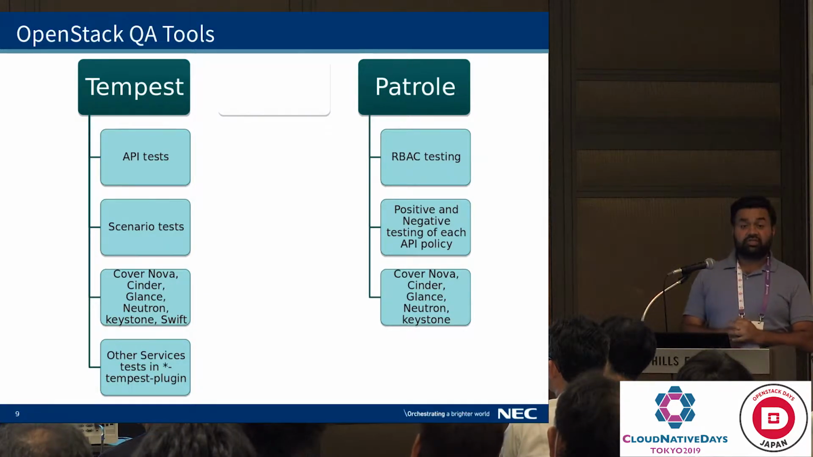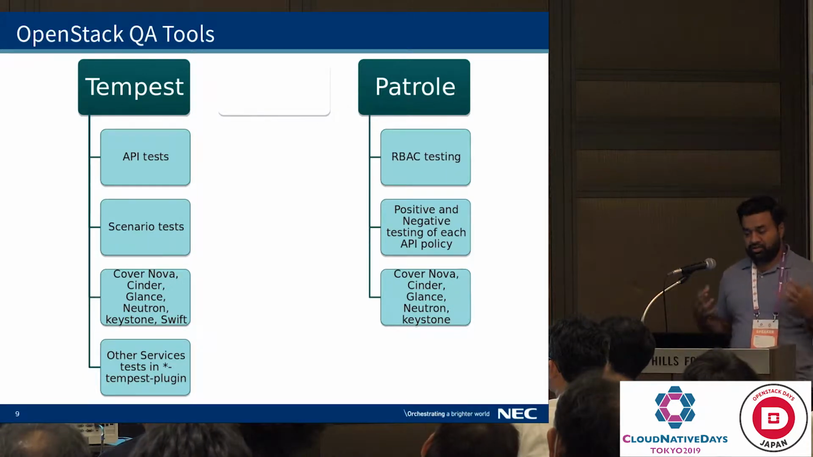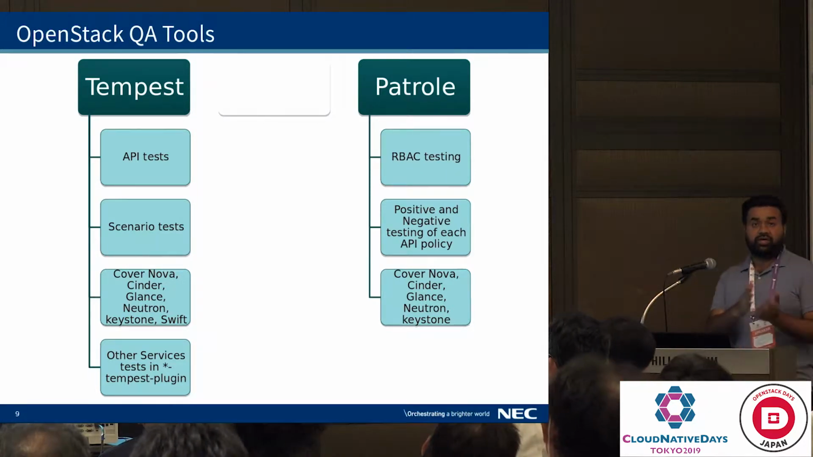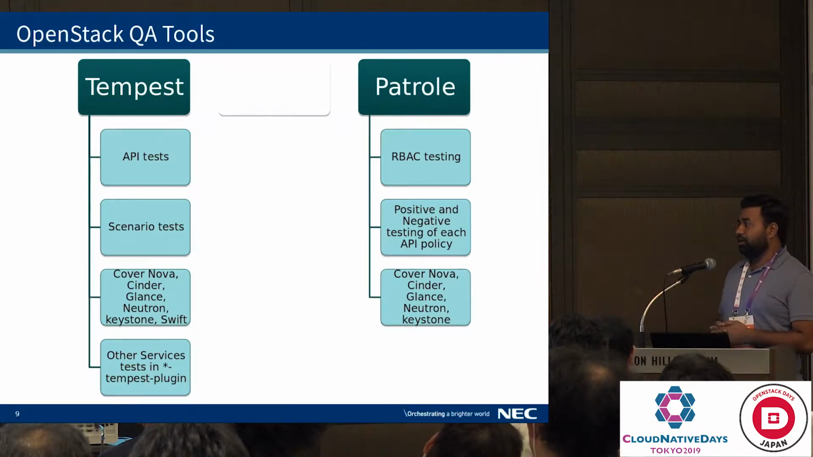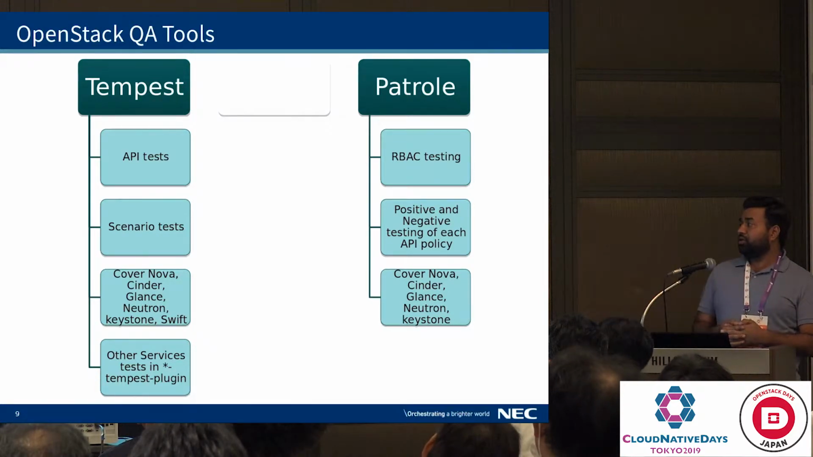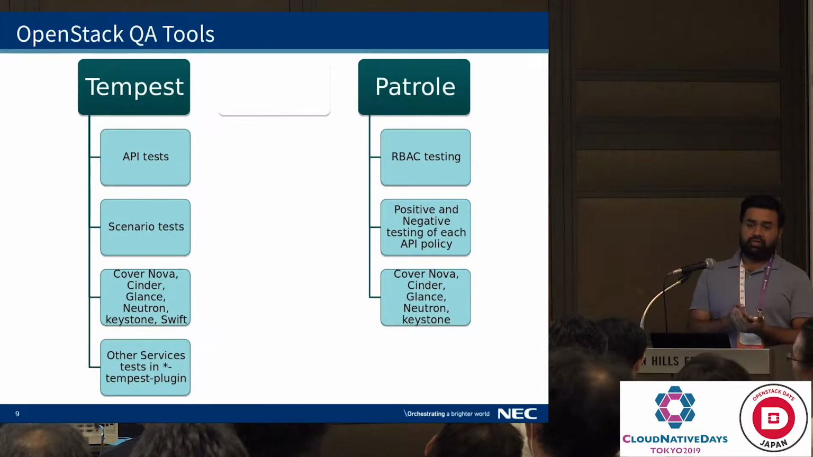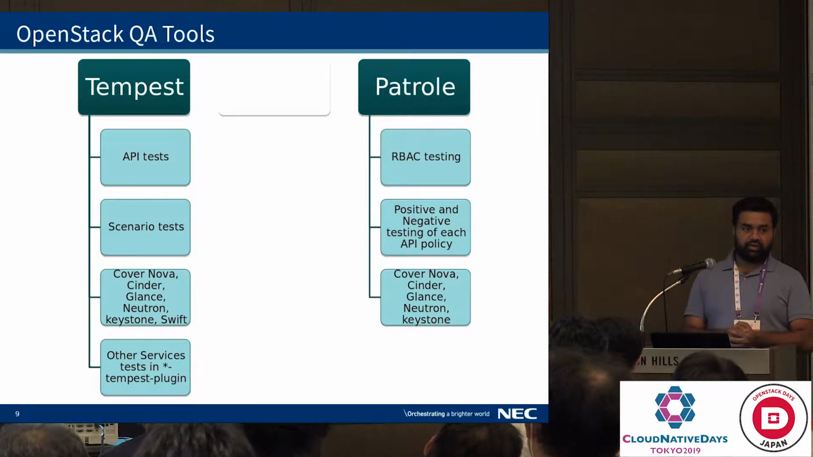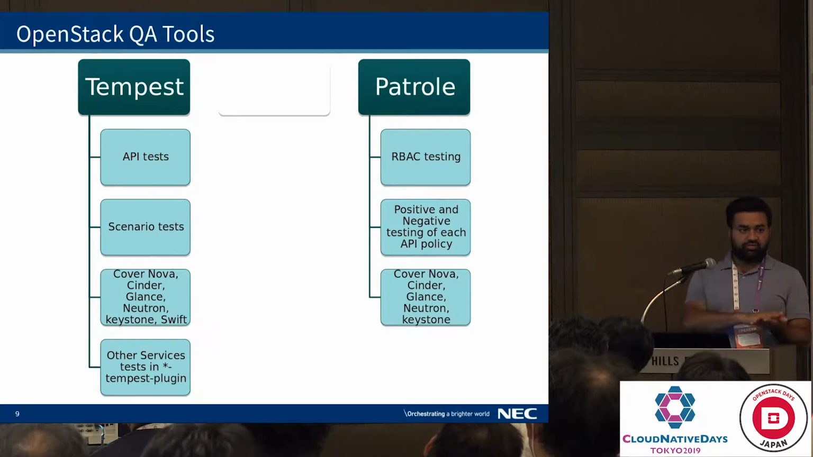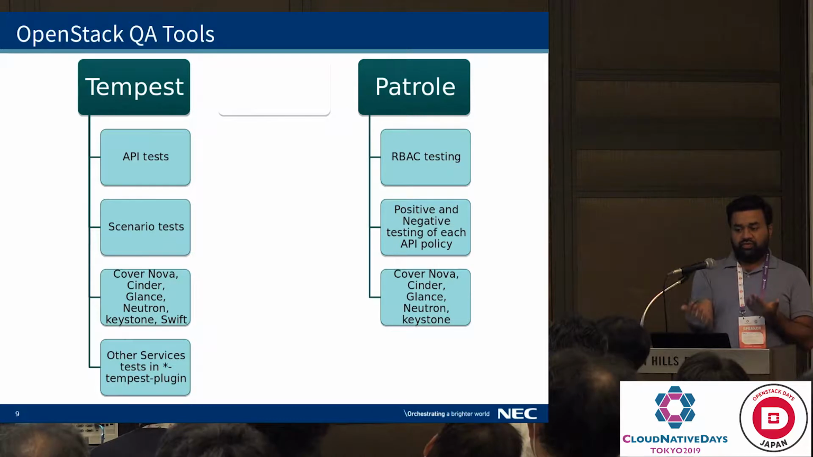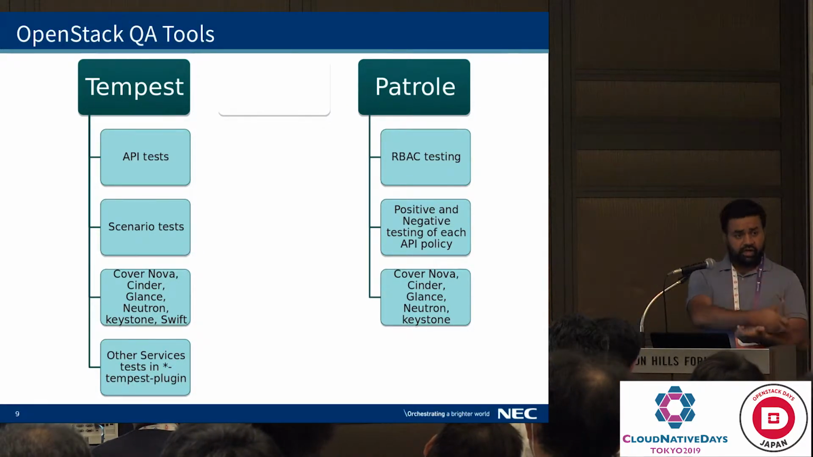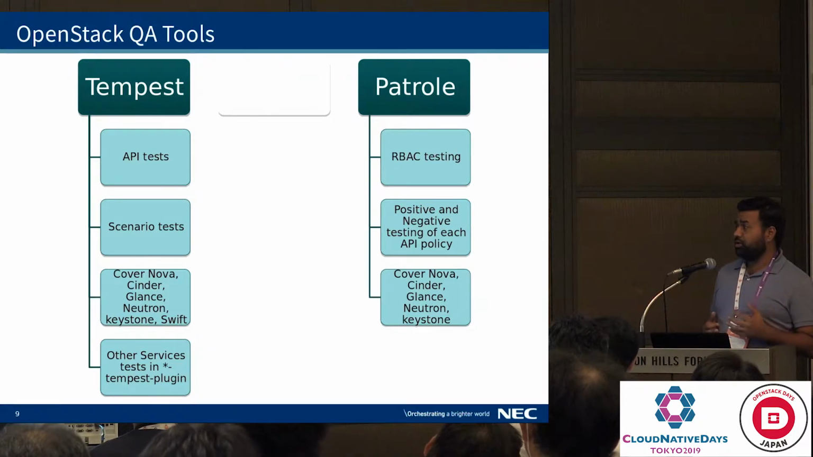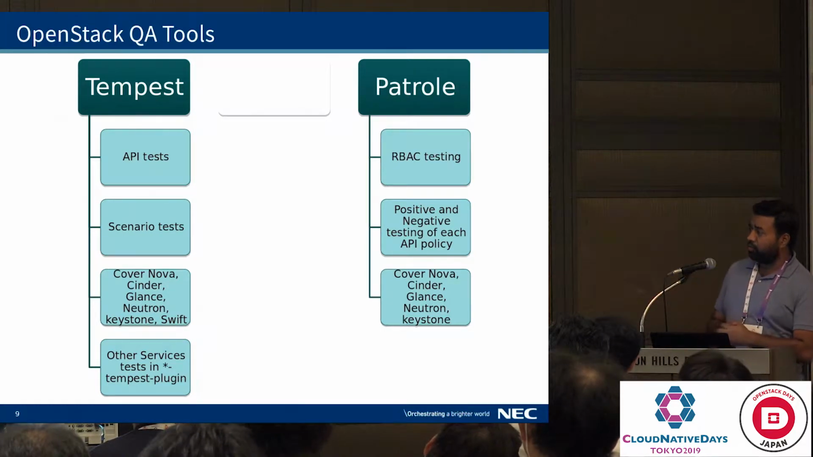Scenario tests are integration tests. The services are dependent on each other, like Nova, Cinder, Neutron, Glance, they are dependent on each other. So a scenario test makes sure a complete scenario is performed. For example, we have the server advanced scenario test. We create a server, we attach a volume to it, we swap the volume, we check the network connectivity within the tenant or outside the tenant. So a complete scenario operation is performed by the scenario test.